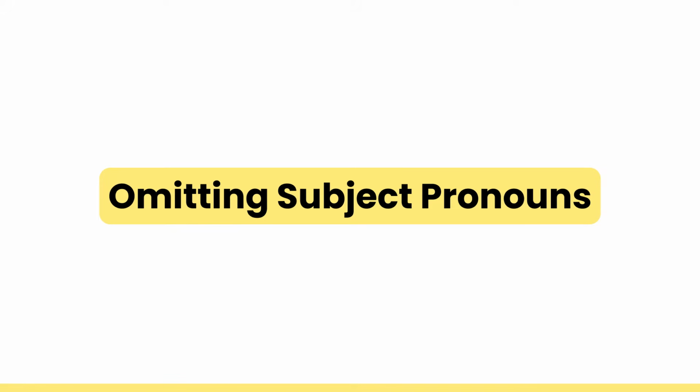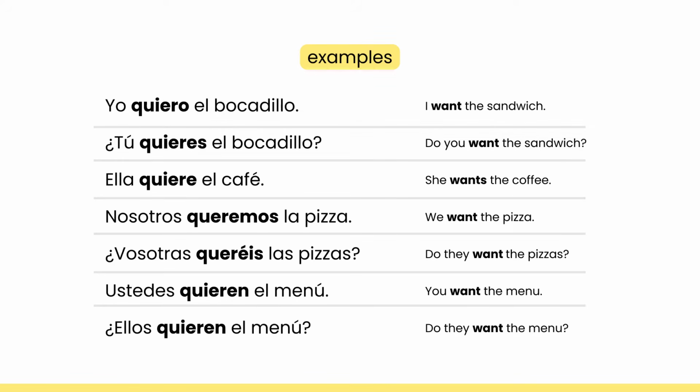Now, the title of today's lesson is omitting subject pronouns, so leaving out subject pronouns. And so in this lesson, we will learn that we don't always have to use the subject pronouns to form a sentence. So I don't have to say yo quiero el bocadillo. I can also say quiero el bocadillo. And this is because the verb, in a way, already tells us who it is that we are talking about. Because when I say quiero, that word, because it ends with an O, kind of already indicates that I'm talking about myself. So I want.